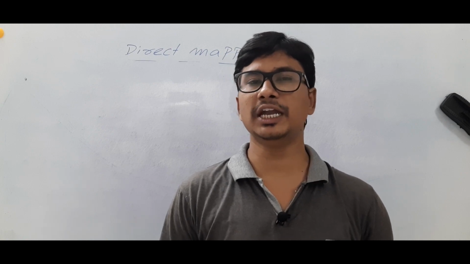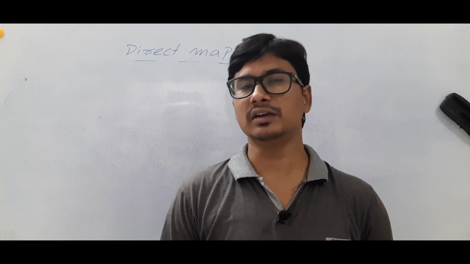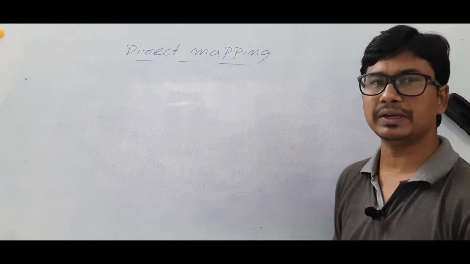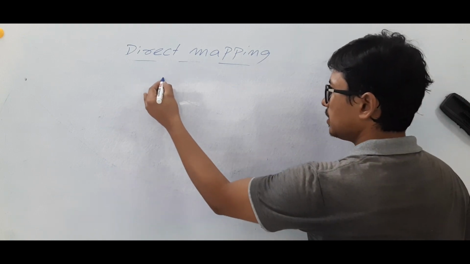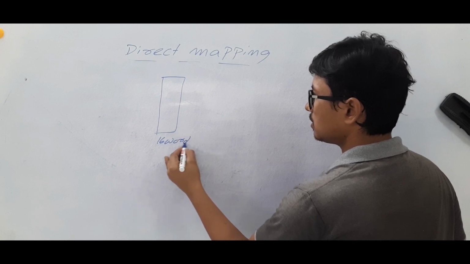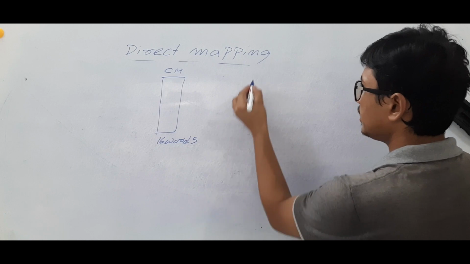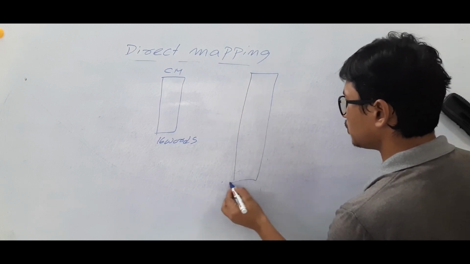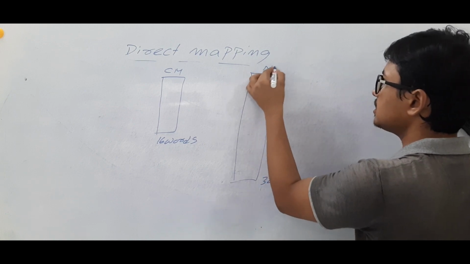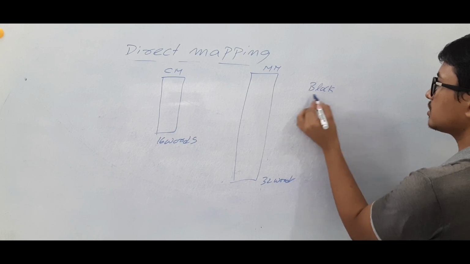In this video, let me discuss direct mapping and then we will discuss the drawbacks of direct mapping. To make you understand direct mapping, let me take a small example. The size of the cache memory is 16 words and the main memory size is 32 words. The same example I took in the last video. The main memory size is 32 words and the block size is 4 words.